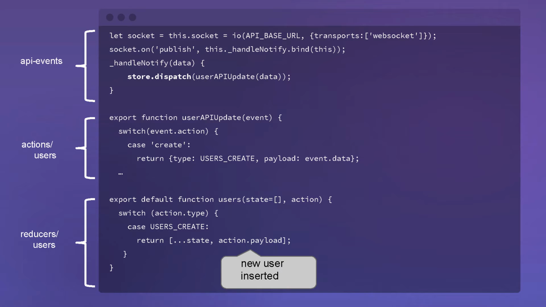So I've created a new action creator called user API update, but it's going to send the same user create action that I saw before, and now my reducer is exactly the code that we saw before. It's just adding this new user into the list.